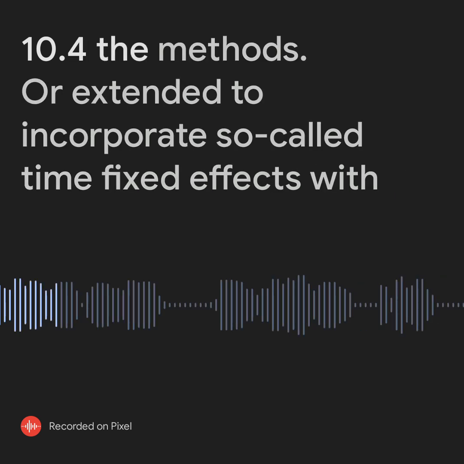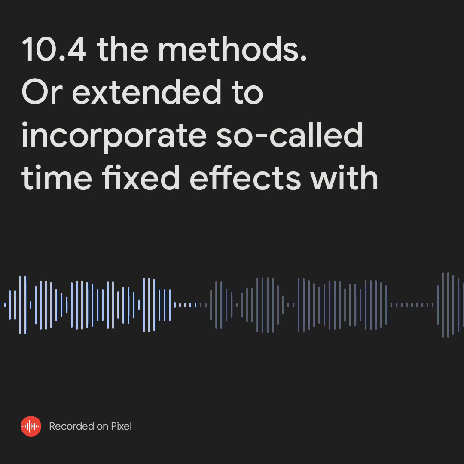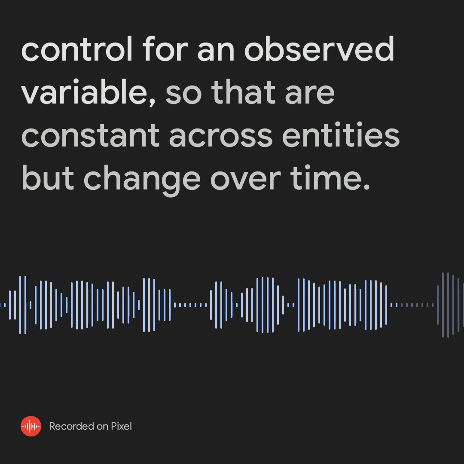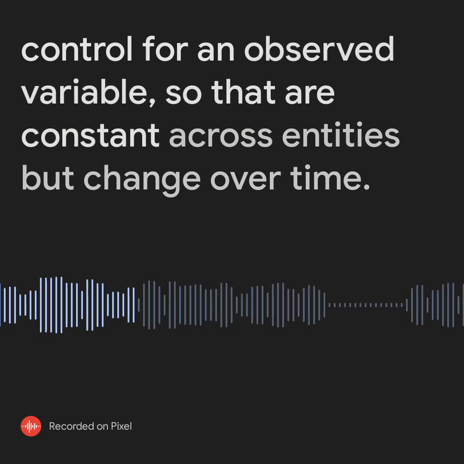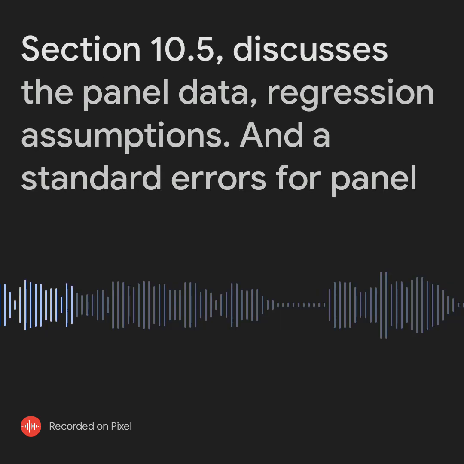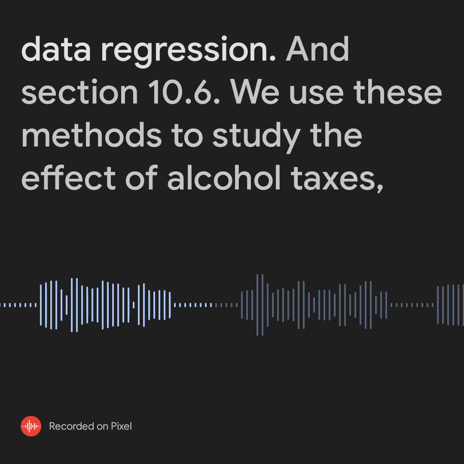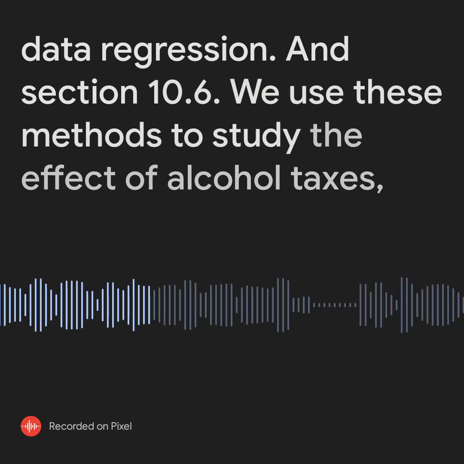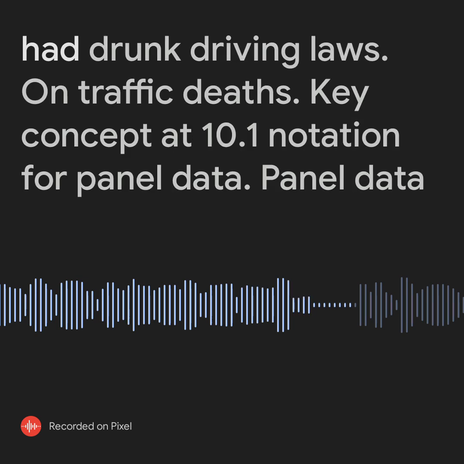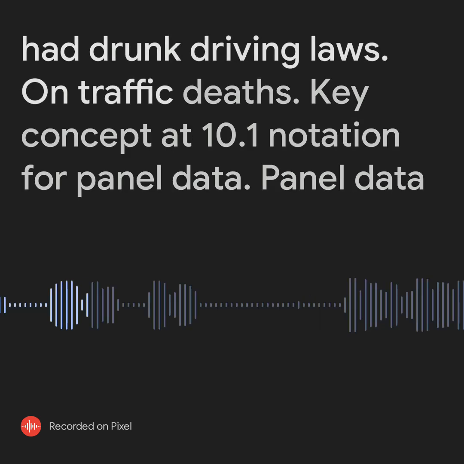In section 10.4, these methods are extended to incorporate so-called time fixed effects, which control for unobserved variables that are constant across entities but change over time. Section 10.5 discusses the panel data regression assumptions and standard errors for panel data regression. In section 10.6, we use these methods to study the effect of alcohol taxes and drunk driving laws on traffic deaths.